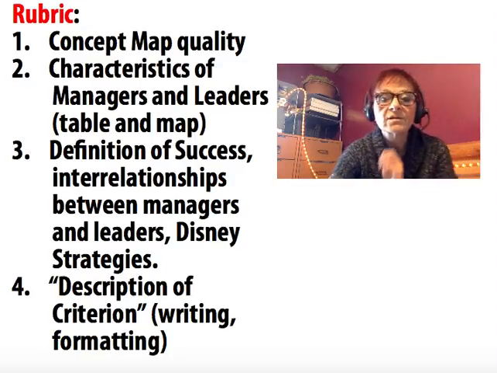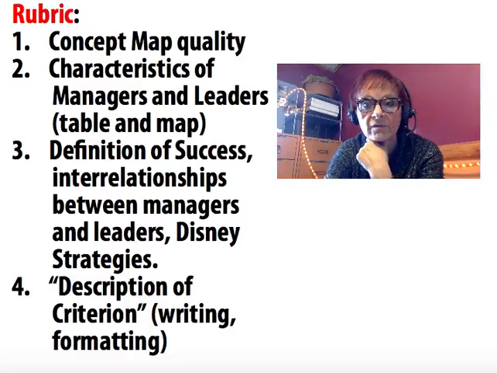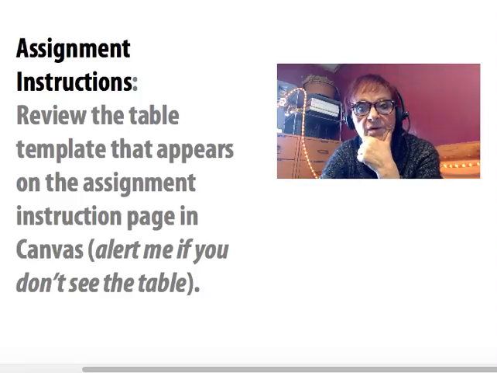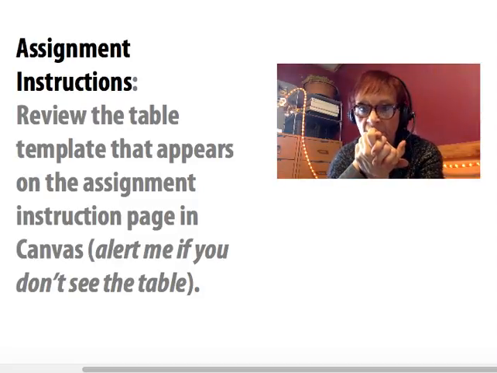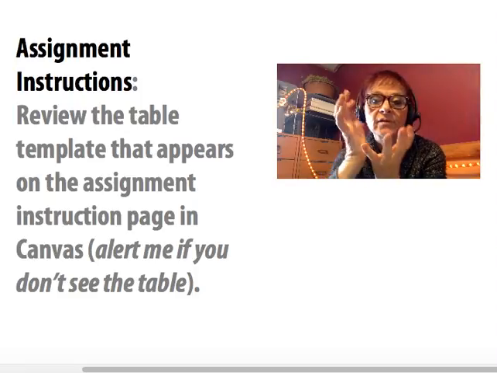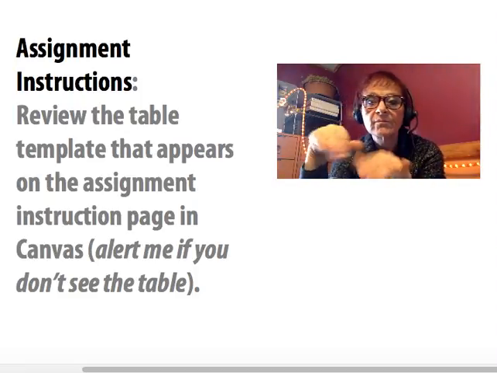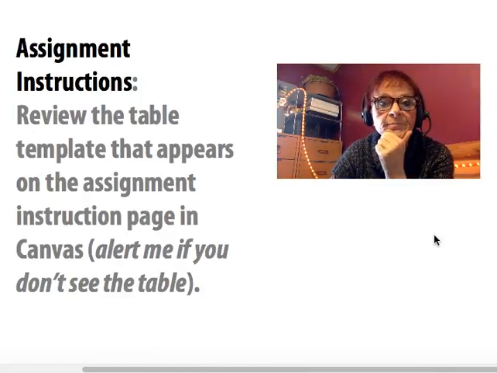And then, as I mentioned, the last point is description of criterion, and that has to do with writing and formatting. So you will know exactly what you're being graded on and what you need to make sure is included in your assignment. So now we begin the actual assignment instructions. These are a little bit confusing because they're kind of 2 sets of instructions and they kind of interrelate to each other, but I'm hoping that I've presented them here in a way that's a little easier to understand.